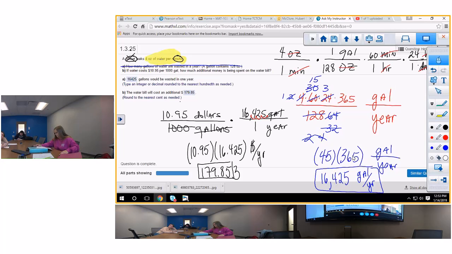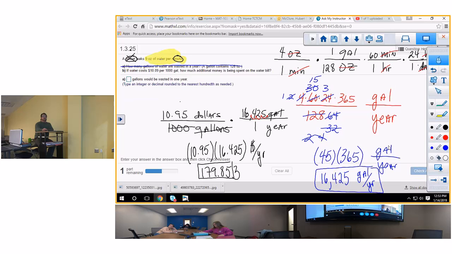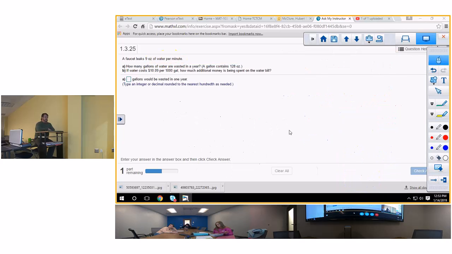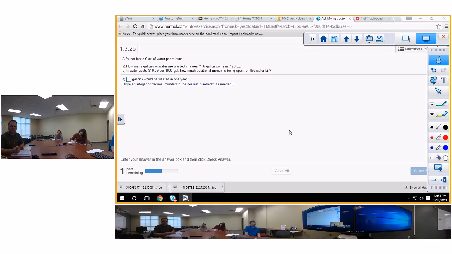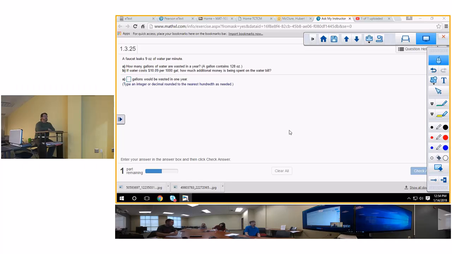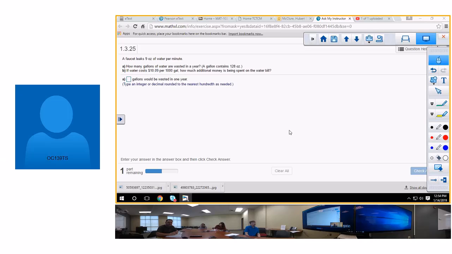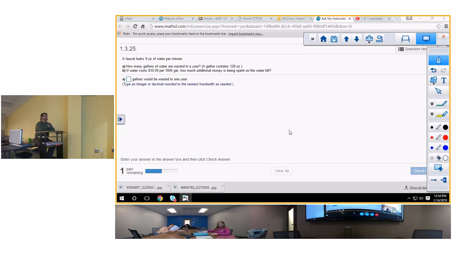Okay, y'all ready? All right, y'all do that one. I'll put it up on. It says a spigot leaks 9 ounces of water per minute. How many gallons are wasted in a year? 9 ounces per minute. How many gallons are wasted per year? So I just want you to do that part first.